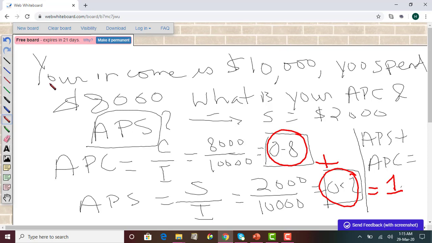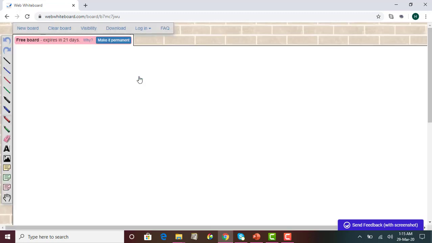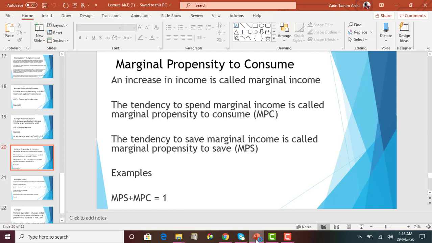Okay, and why we are looking into this is because you will see these are important in order to see how we have a multiplied impact on the economy when there is an increase in government expenditure. Okay, so now we move on to the next concept, which is known as the marginal propensity to consume and marginal propensity to save. This is important.